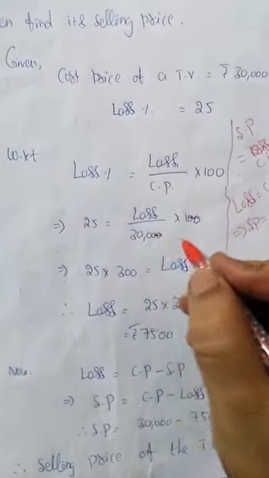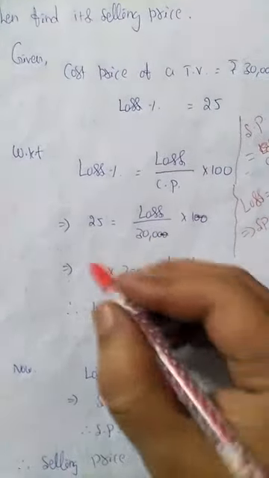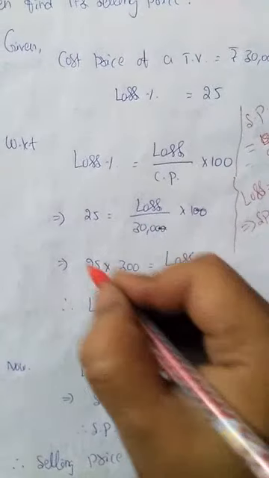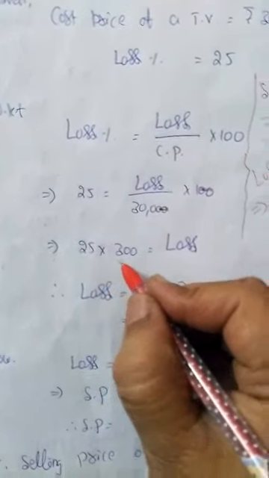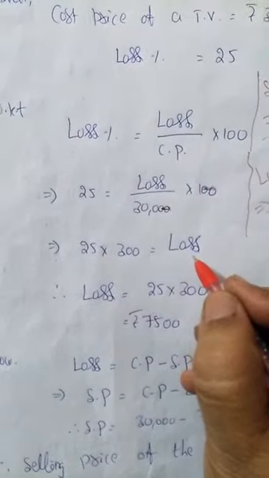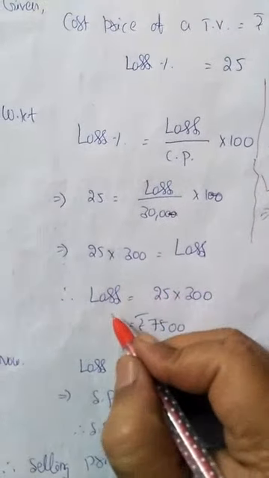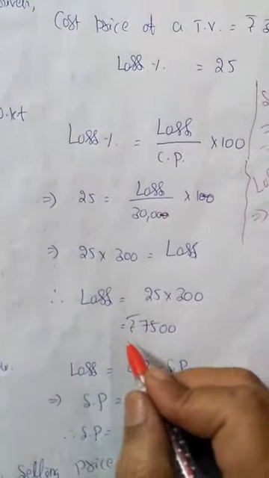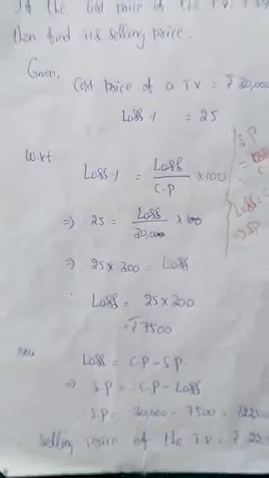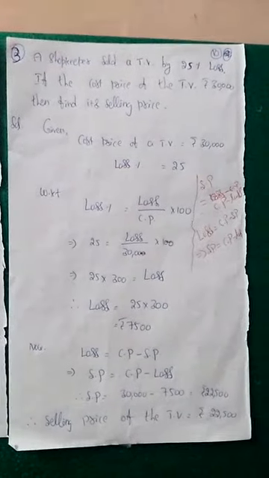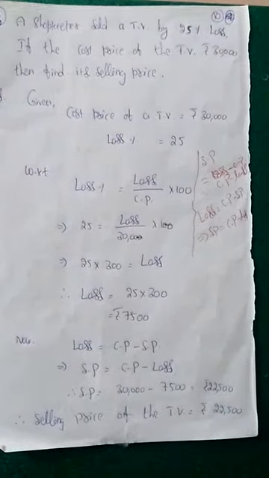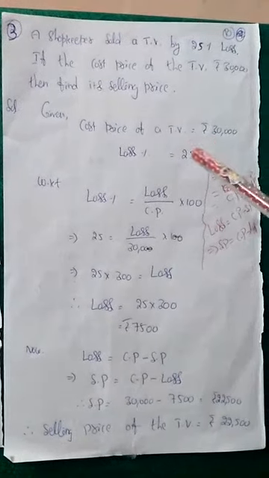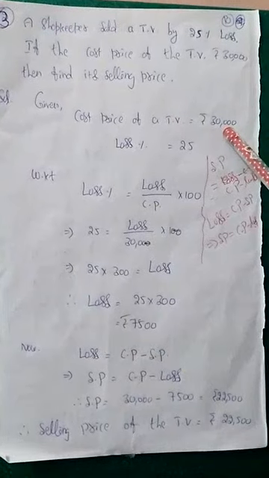Next, here cancellation. Two zeros get cancelled, and how much remains? 300. So 25 equals loss by 300. 300 is dividing, so transposing to the other side it will multiply. That means loss equals 25 into 300, which is 7500 rupees. That is how much loss the shopkeeper gets by selling the TV: 7500 rupees.